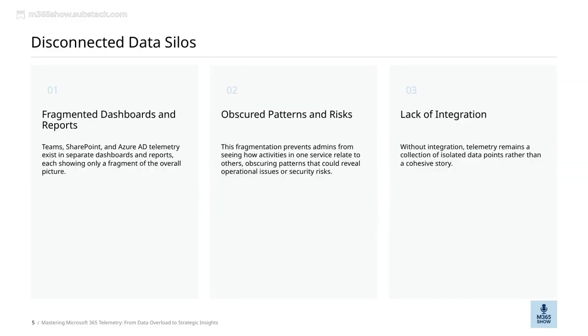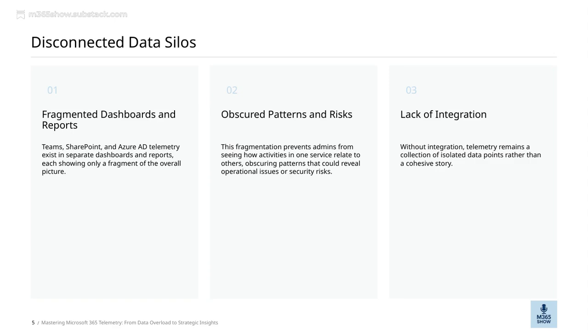Let's talk about disconnected data silos. When telemetry data isn't integrated, it often just sits as isolated points rather than telling a complete story. Without that integration, it becomes difficult for us to see how activities in one service relate to others. This fragmentation can obscure important patterns, things that might indicate operational issues or potential security risks.